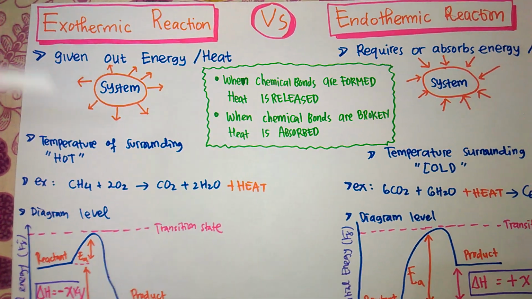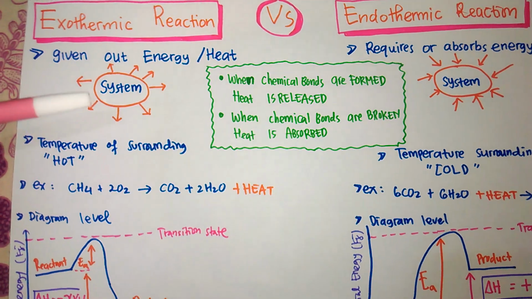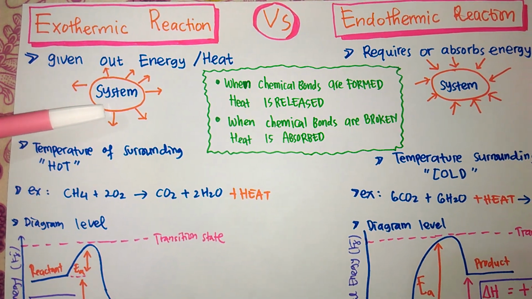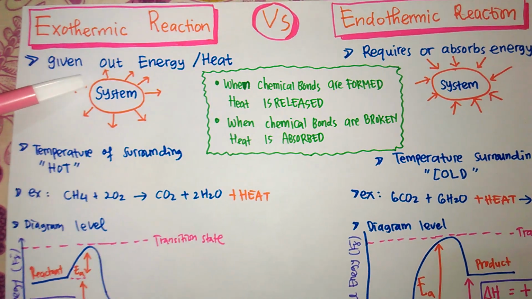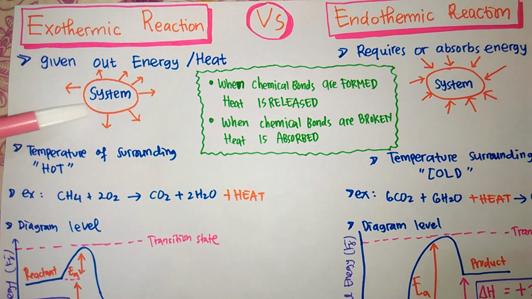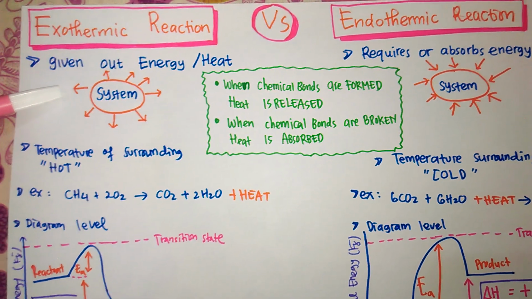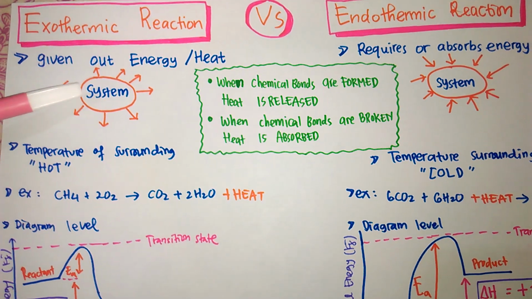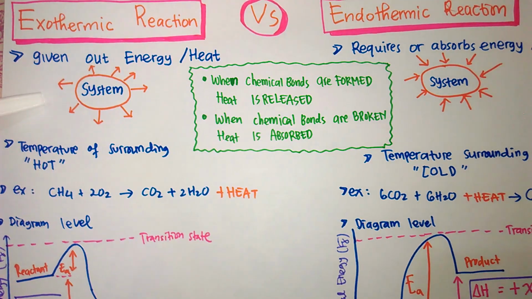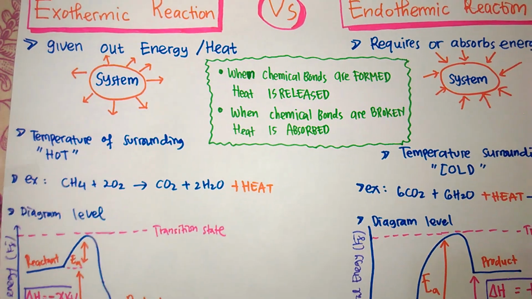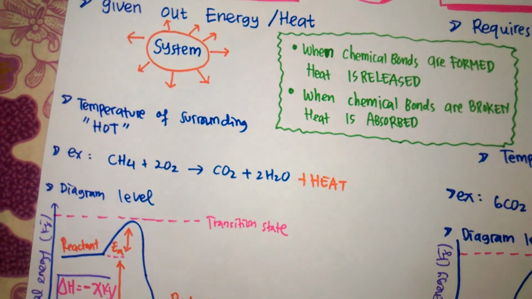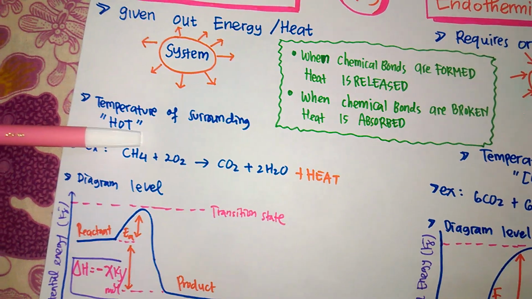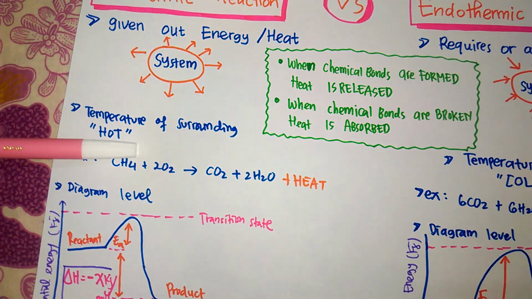Well, in an exothermic reaction, the energy will be given out from the system to the surrounding. So the circle is the system, and outside of the system is the surrounding. So the heat or the energy is given out from the system to the surrounding. So it will make the temperature of the surrounding hot. So if you touch the outside of the bigger glass, the temperature will be hot.